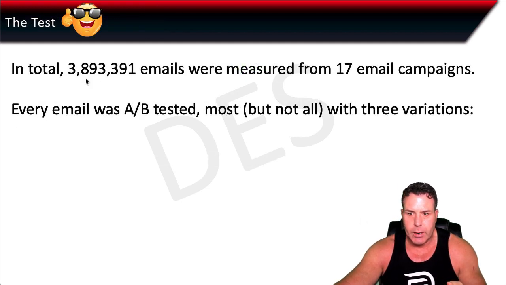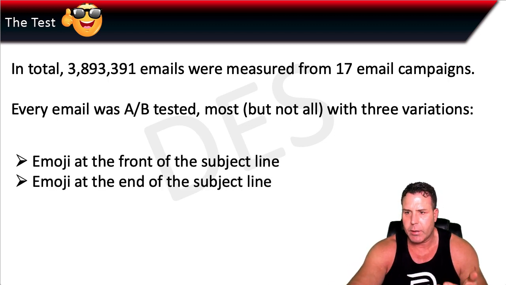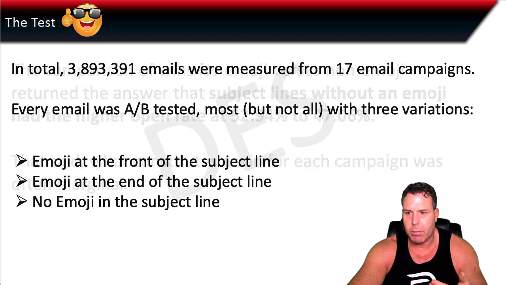There were basically 3 million emails that were measured from 17 different email campaigns. Every email was A/B tested. There were emojis at the front of the subject line, emojis at the end of the subject line, and then no emoji in the subject line. So there were multiple variants going on here, so you could really get a good sample.